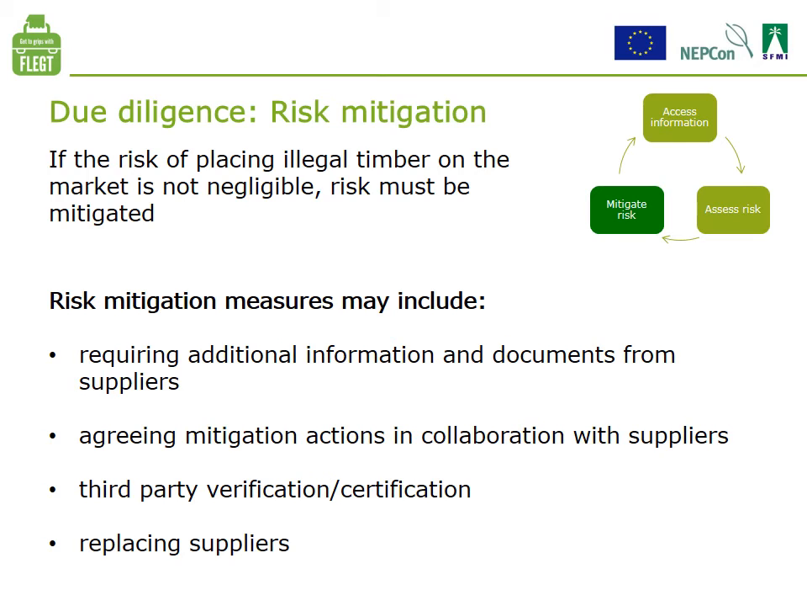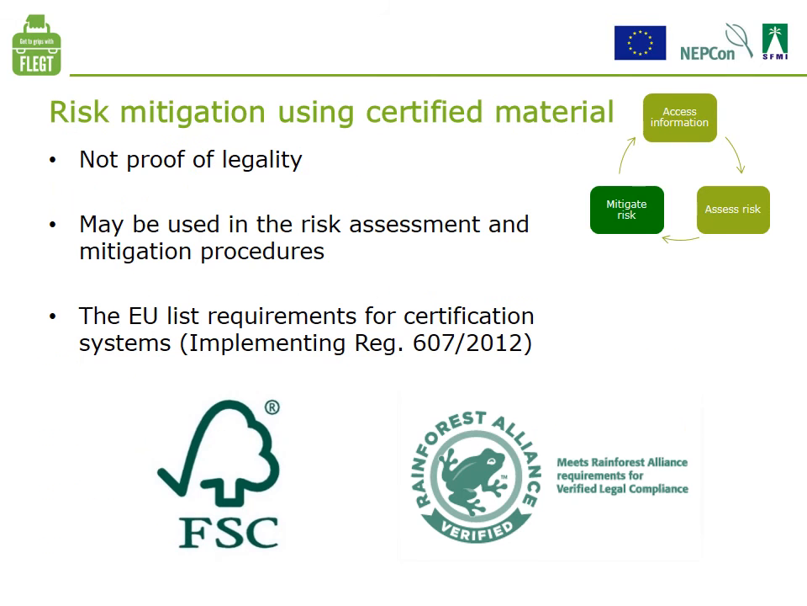There are no specific requirements for what risk mitigation measures must be, but they may include requiring additional information or documents from suppliers, requesting material that has undergone third-party verification, or replacing suppliers. One of the risk mitigation possibilities just mentioned was sourcing material that is certified as responsible or sustainable or verified legal through a particular voluntary certification scheme.